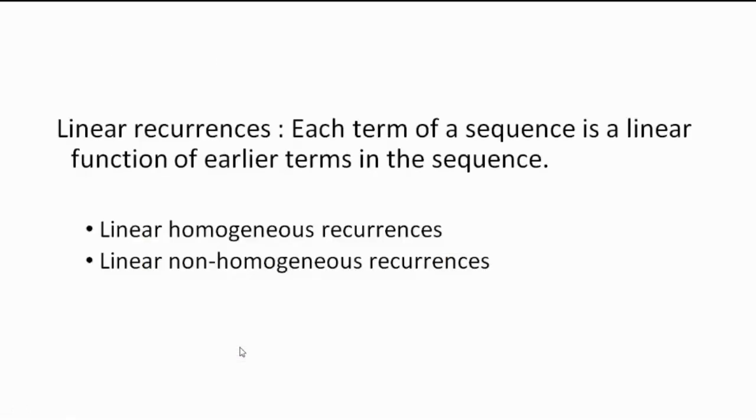Linear recurrences: each term of a sequence is a linear function of earlier terms in the sequence. So it will be incremented by some fixed or constant value. Here, as I told you at the beginning of this topic, there are linear homogeneous recurrences and linear non-homogeneous recurrences.